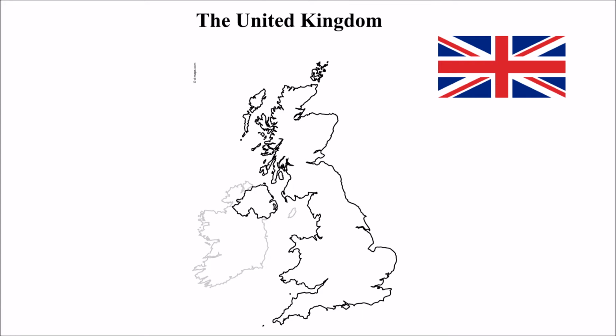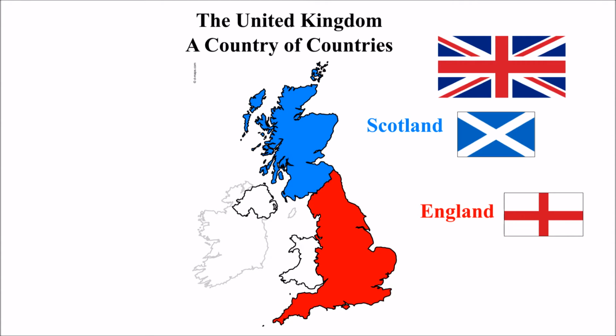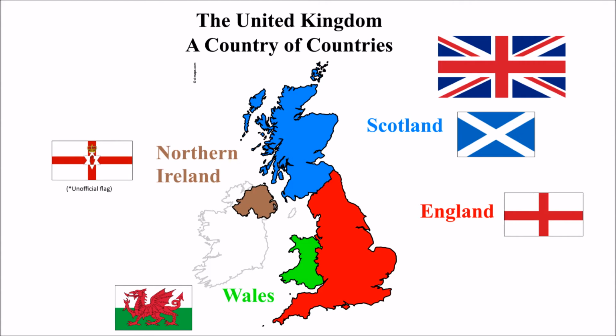You might already be aware that the United Kingdom is a country of countries. It is a union of the 4 constituent countries: England, Scotland, Wales, and Northern Ireland. But how does this union work exactly? What is the relationship between these 4 constituent countries and the UK as a whole?